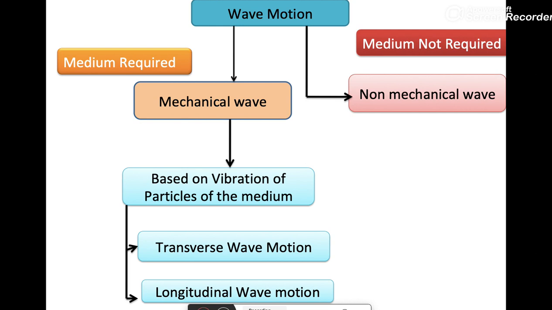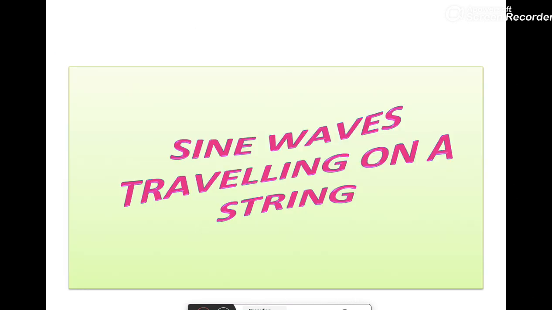Longitudinal wave motion can be defined as a wave motion in which the particles of the medium vibrate about their mean position along the direction of propagation. An example is the sound wave.